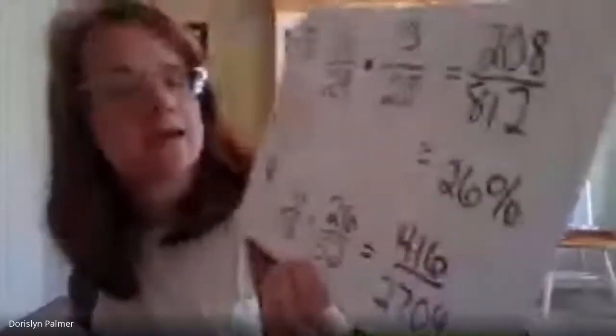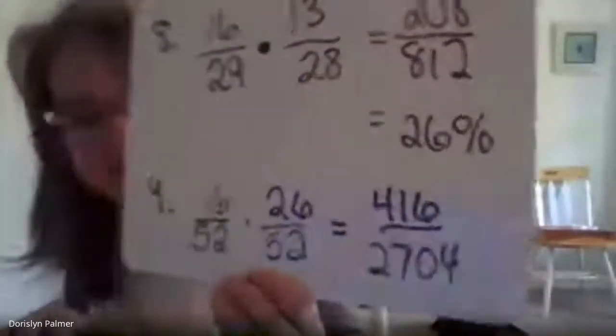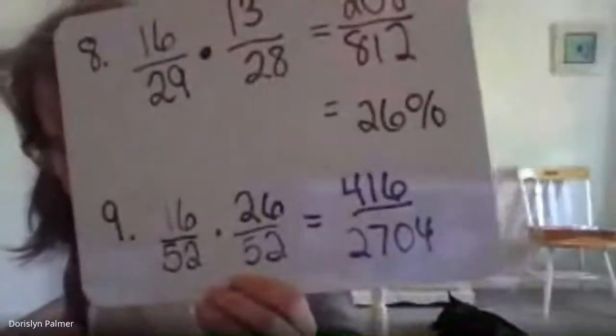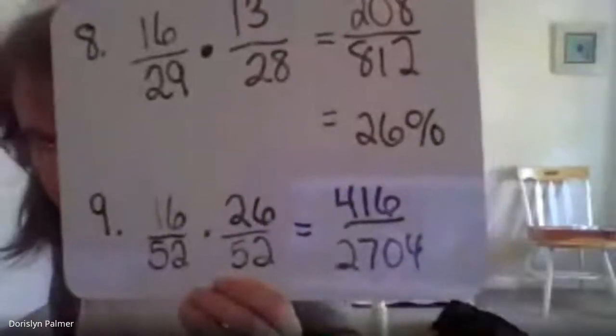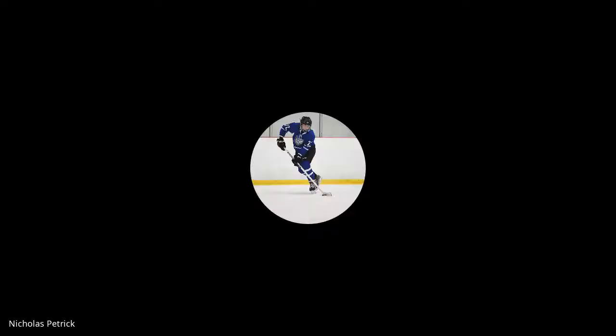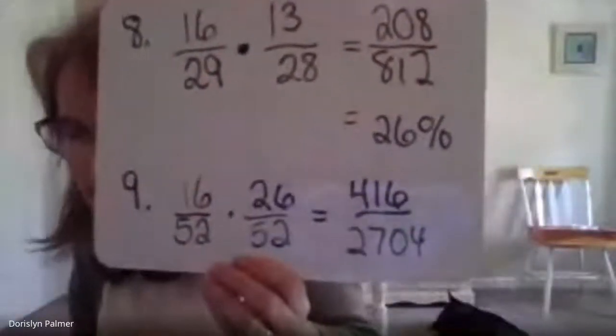Okay, so now we're going to take the 416 that Nathan said, divided by the 2704 that Lauren said, and our percent is what, Nicholas? I said it was about like 15%. Yep, good, because when we divide that, we get like 0.153, so that is about 15%.